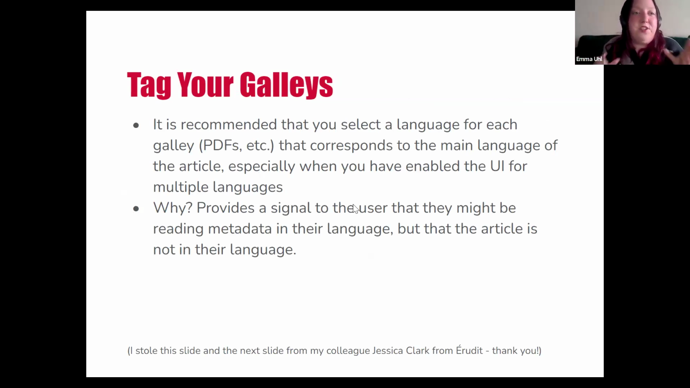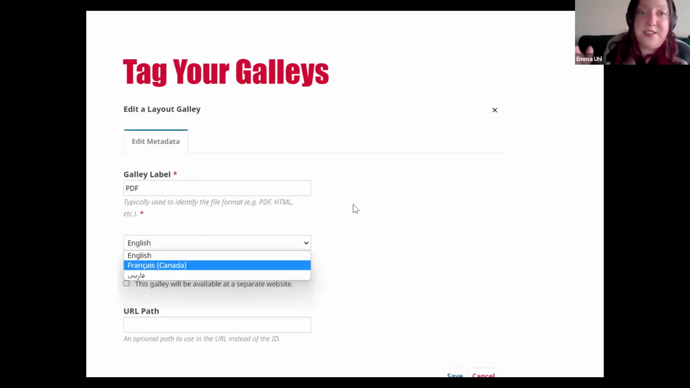This provides a signal to the user that they might be reading the metadata for their language, but the article might not be in their language, or the article may in fact be available in another language. So this is a fairly simple process within OJS. It's just a drop down at the time when you're uploading and labeling a galley. Just make sure that it matches so that your users have a chance to know what they're looking at, essentially. So those are my big four tips that hopefully are useful in most multilingual publishing situations.